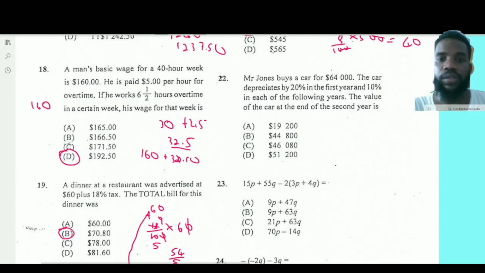Question 22. Mrs. Jones buys a car for $64,000. The car depreciates by 20% in the first year and 10% in each of the following years. The value of the car at the end of the second year is. Let's go. Remember now, the original price is always going to be 100%, but it depreciates by 20%. So you're going to have to take off 20% of this. Or we can look at it like this. This is 100%. You take off 20%, 80% is going to be left. So I'm going to go 80 over 100 multiplied by 64,000.